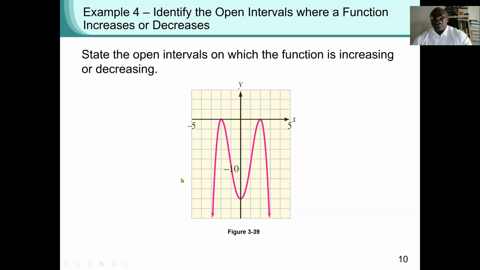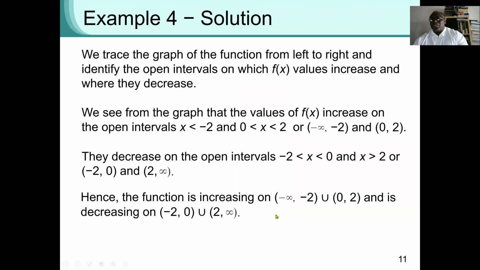Just by looking at the graph, we can see that from -infinity to -2, increasing, from -2 to 0, decreasing, 0 to +2, increasing, then from +2 to +infinity is decreasing. So that's what we say. Hence, the function is increasing on -infinity to -2, union 0 to 2, and it's decreasing on -2 to 0, and union 2 to infinity.